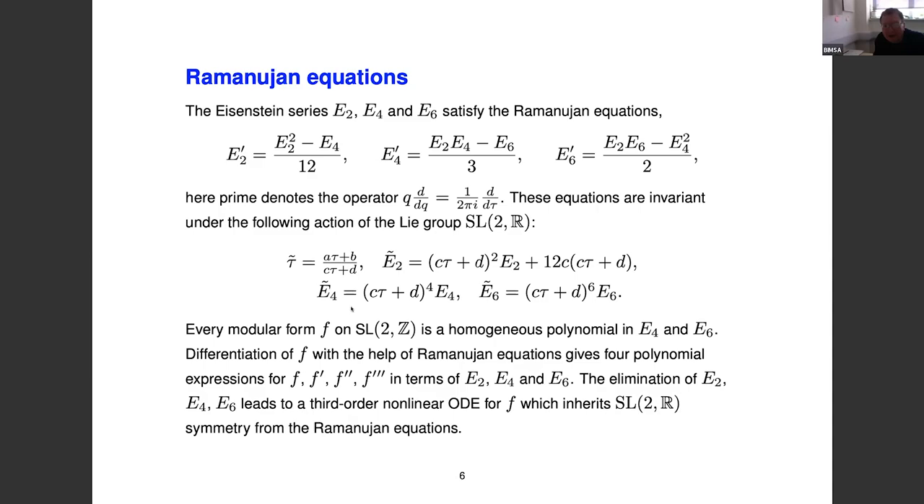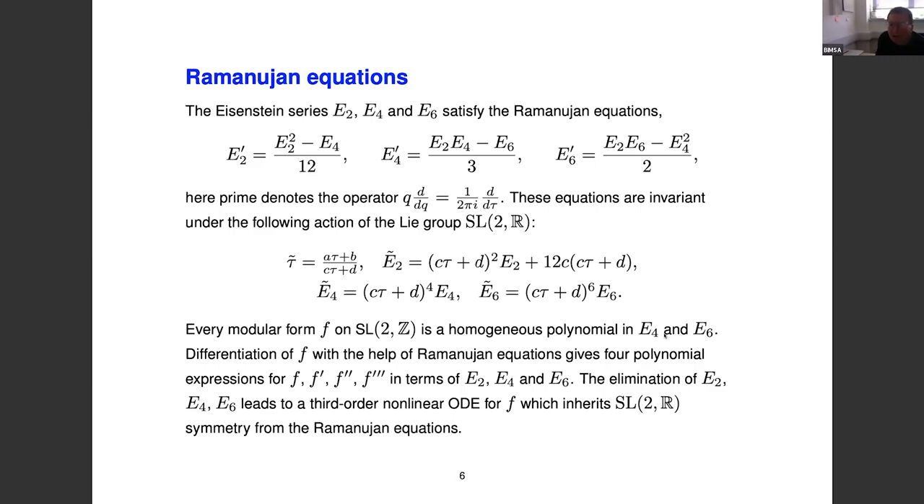E4 and E6 transform as modular forms, right? So this system of differential equations is invariant under this SL2R action. What can we say about the structure of modular forms on the discrete subgroup SL2Z? There is a theorem that every modular form on SL2Z is a homogeneous polynomial in E4 and E6. What does homogeneous mean? The total weight of the polynomial must be the same. For instance, E4 cubed has weight 12, and E6 squared also has weight 12.